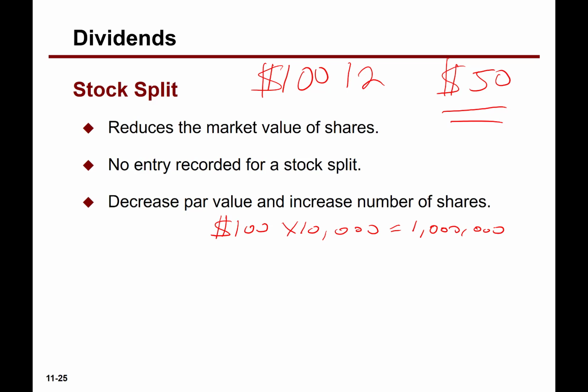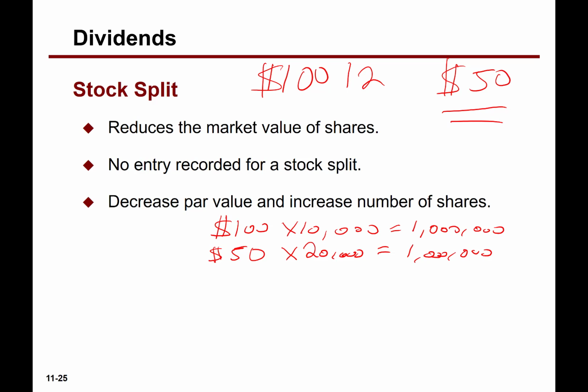Okay. What we do when we have a stock split is we just say the shares are $50 per share. And now, instead of only having 10,000 shares, we have how many? 20,000. What's our common stock? $1 million. So our common stock doesn't change. We have simply done what? Doubled the number of shares, but halved the price.